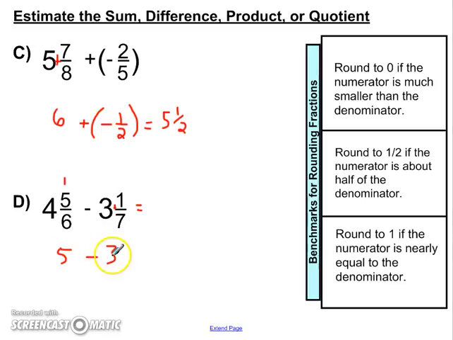And so 5 minus 3. Well, 5 minus 3 is 2. So 4 and 5/6 minus 3 and 1/7 is approximately 2. Again, these are just estimates. We are not looking for perfection.